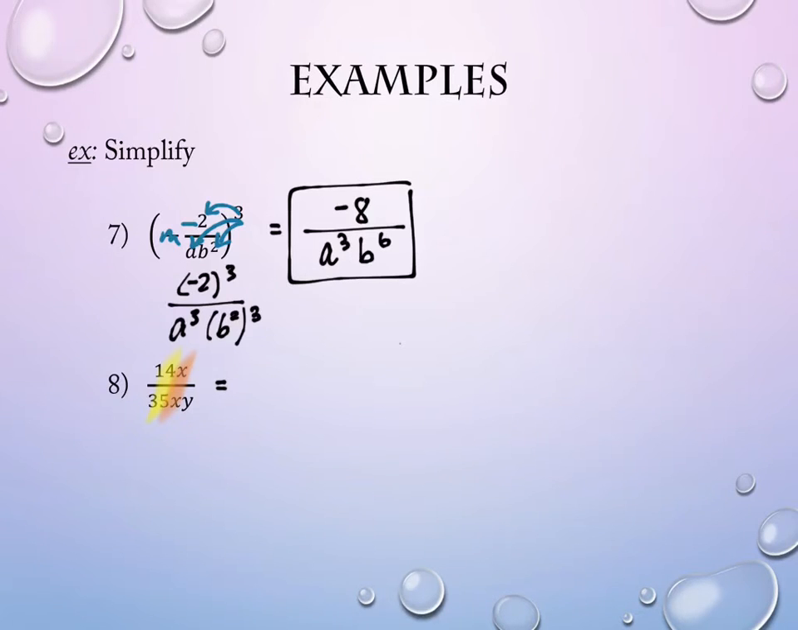So we can see if 14 and 35 have anything in common. And they do. They both divide by 7. So this is 2 and this is 5. And then when I have x divided by x, what happens? They cancel, or reduce, simplify out. They divide. It'd be 2 over 5y. Yes, it would.